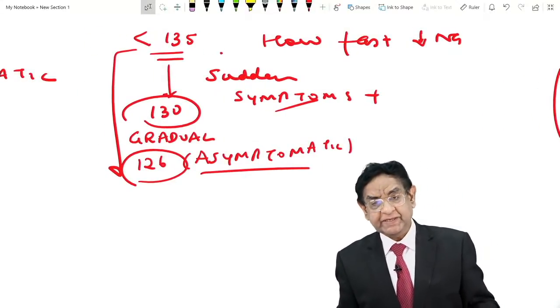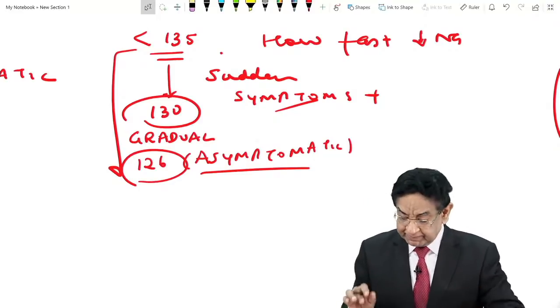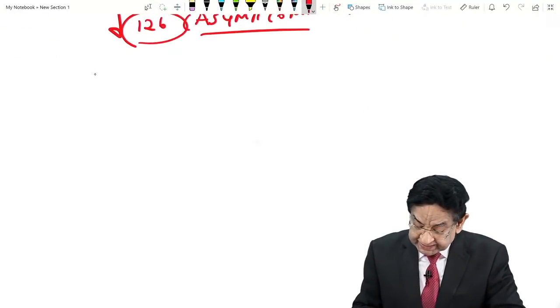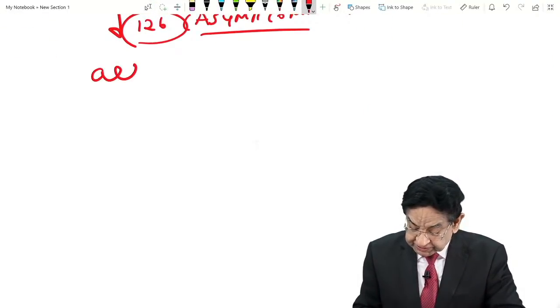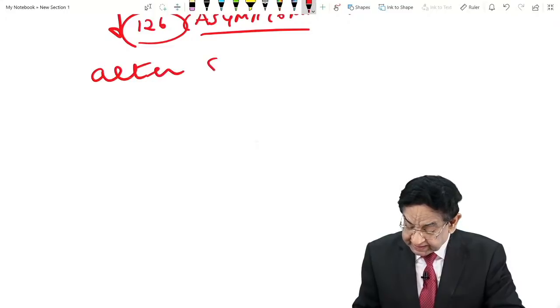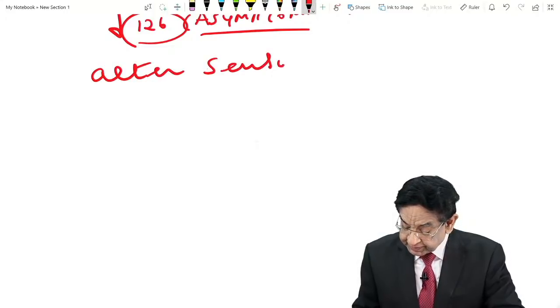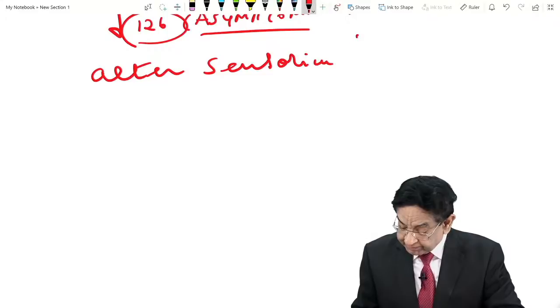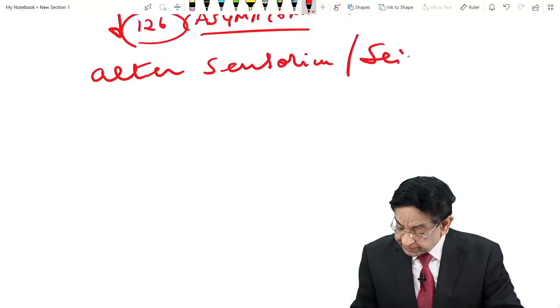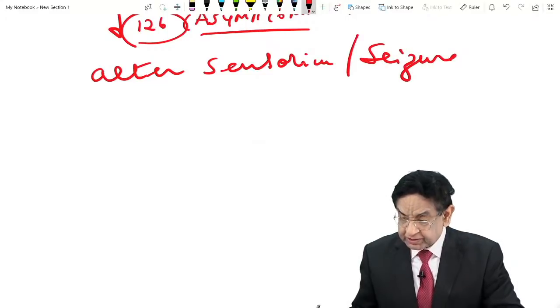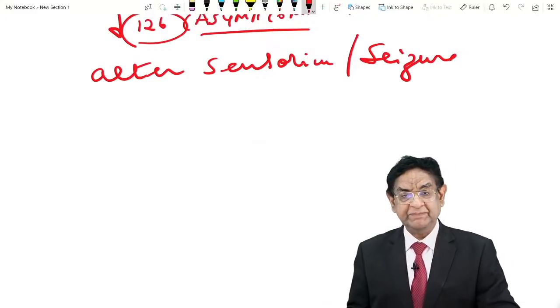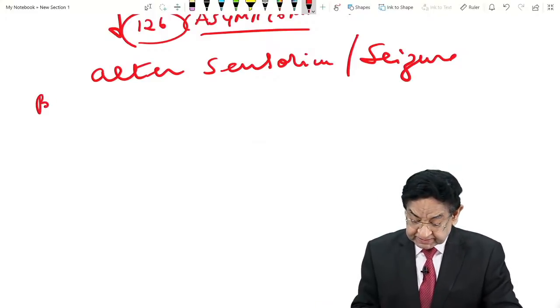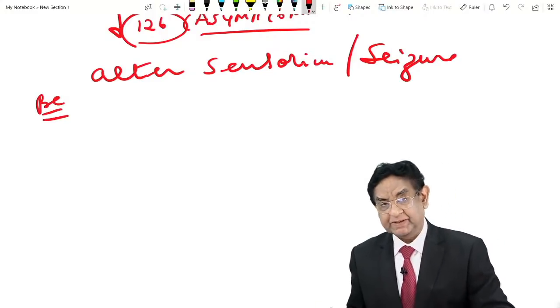Now suppose the patient has developed symptoms. What symptoms will he develop? There is always altered sensorium, which is the main symptom, and the second problem is seizures. These are the two problems which can happen. Let me explain the basic concept of why this happens.